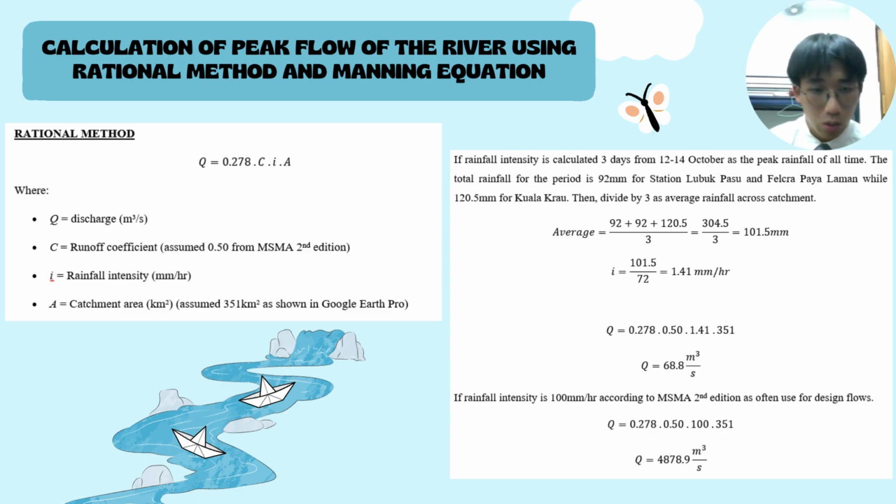And we just substitute into the equation to get 68.8 m cube per s. So this is quite abnormal. So we use the standard rainfall intensity in the MSMA second edition to calculate. So we have got 4,878.9 m cube per s, which is normal.